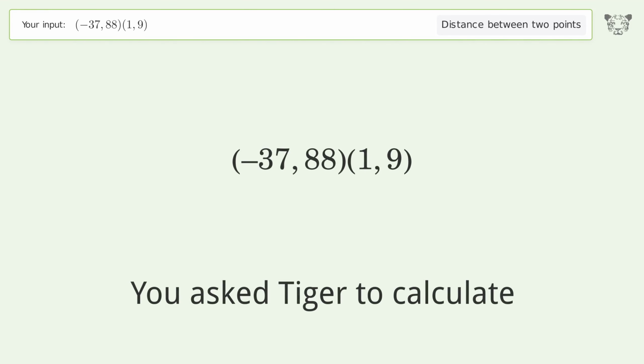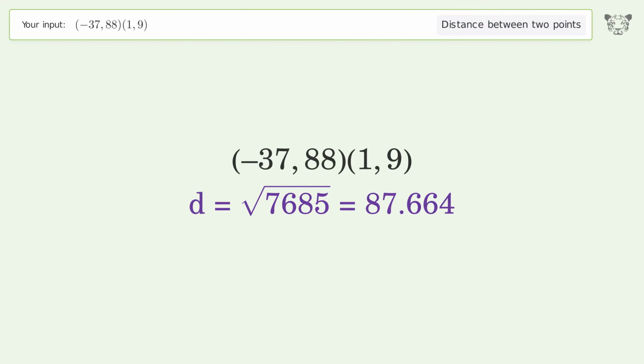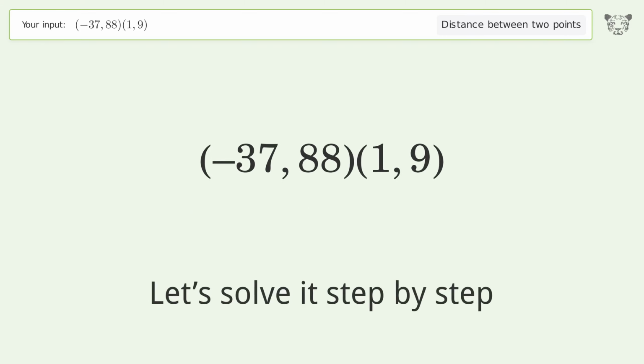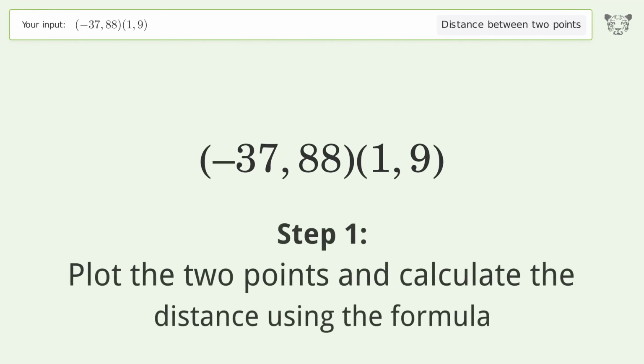You ask Tiger to calculate. This deals with the distance between 2 points. The distance between the 2 points is the square root of 7,685, or 87.664. Let's solve it step by step. Plot the 2 points and calculate the distance using the formula.